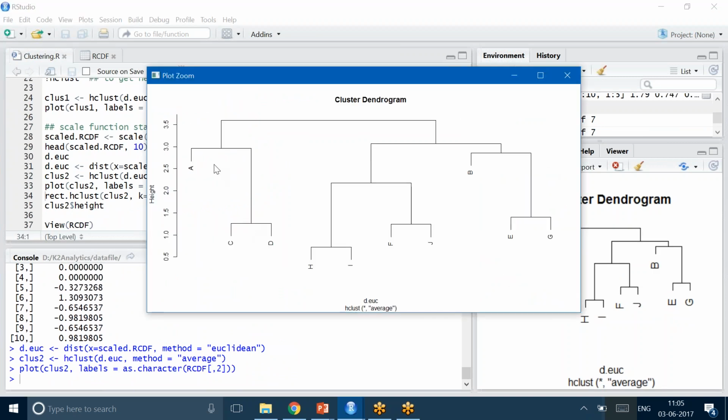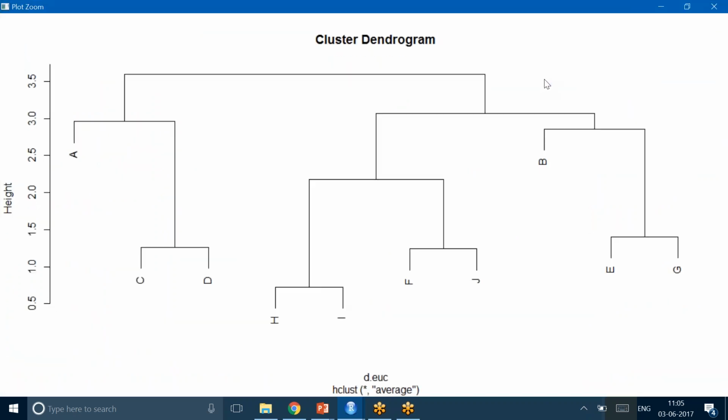Now this time see, earlier A, B, C, D were together. Now only A, C, D is together. B is gone with E, G. And H, I, F, J has come together. So clearly from this dendrogram, now you have to interpret. Now comes the step: how many clusters to form? How many clusters to form?